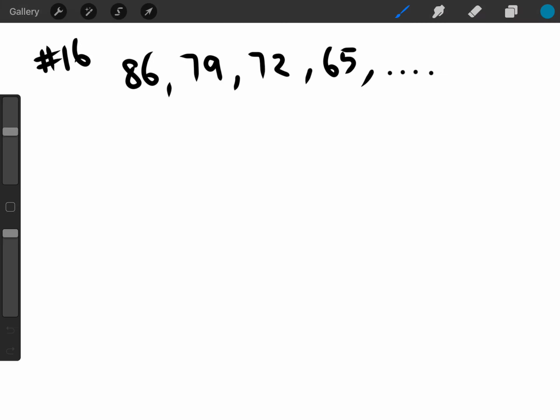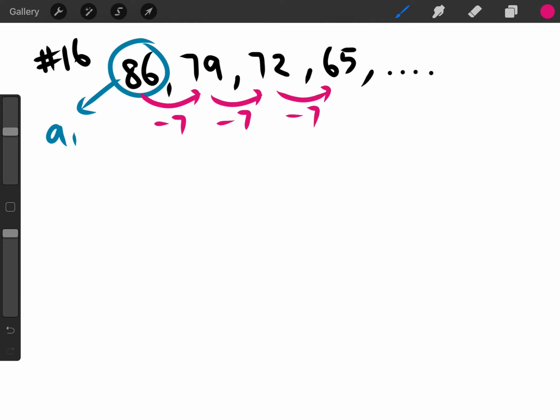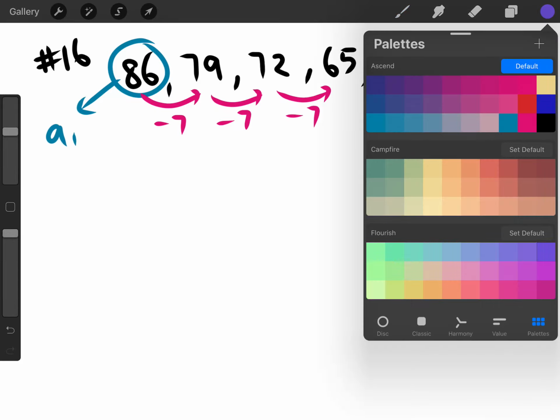First of all, every time we see these types of problems, you know that the first term is your a sub 1. The next thing you want to do is find the common difference. So here it is -7, -7, -7. So your common difference is -7. So let's write the rule.